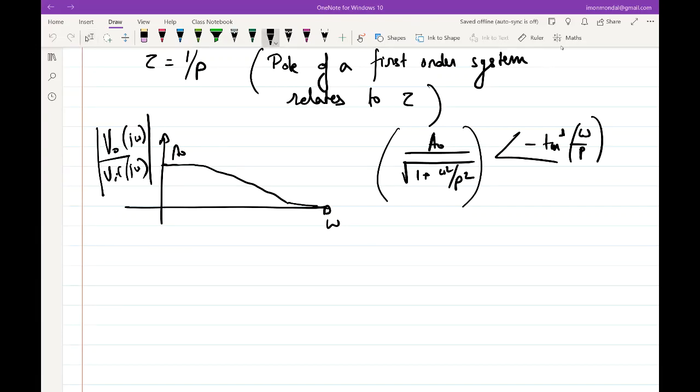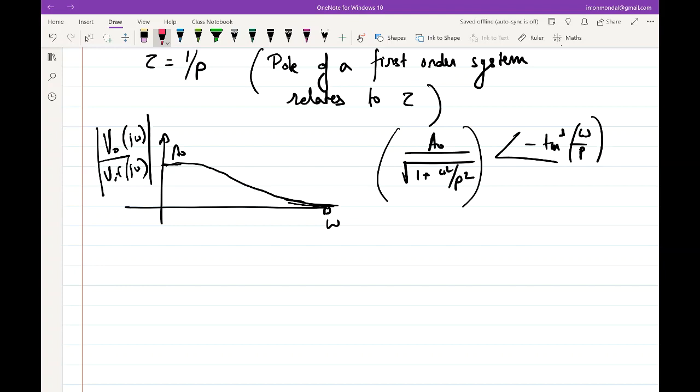So this curve will start from DC and go to 0 at omega equal to infinity. But to some extent we cheat and say that this looks like a smooth curve all the way from 0 to infinity, with different slopes at different points. What Bode told us is that the simpler way to do an engineering approximation is to express this plot as straight line segments.